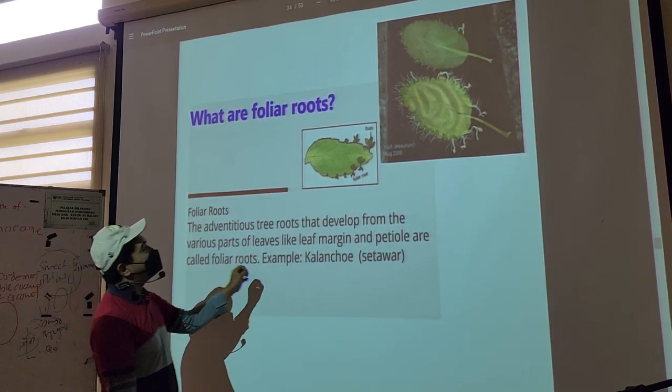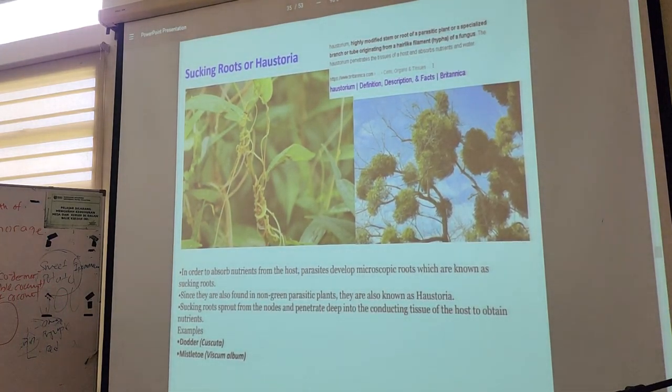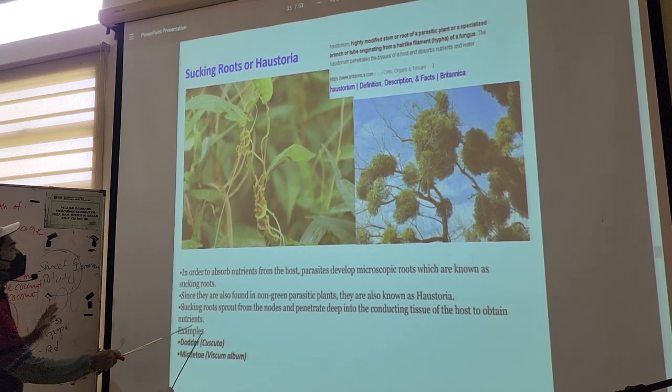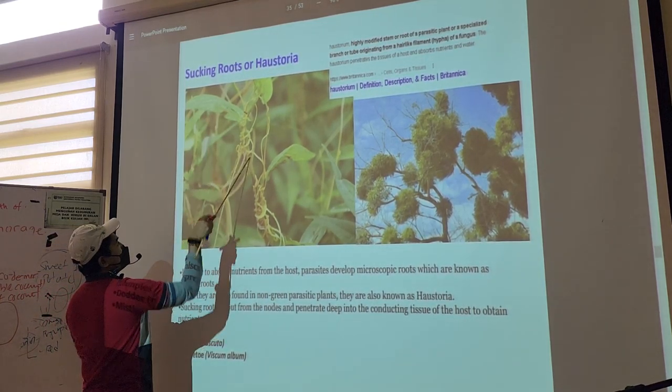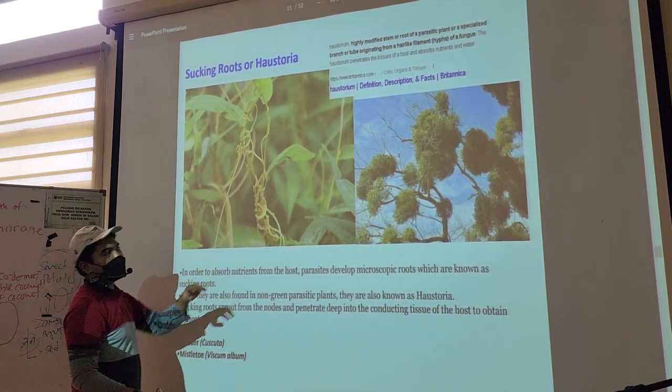Okay, this is sucking root, or there's another name for it, parasitic root. Please correct your understanding, okay? Not all plant species photosynthesize. About 5% something of the whole plant species on the earth, they do not photosynthesize. They are parasitic. One example is this thing, dodder. This yellow thing, not this thing. This is the host. The dodder and then the mistletoe.